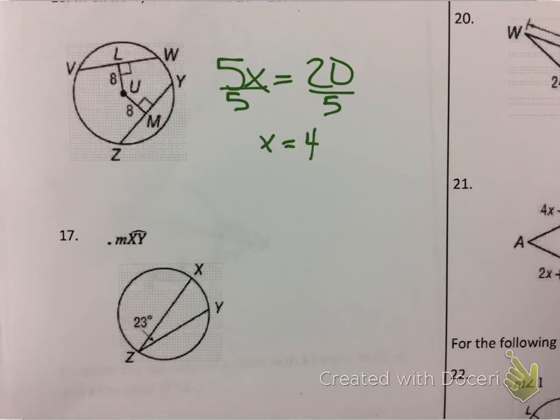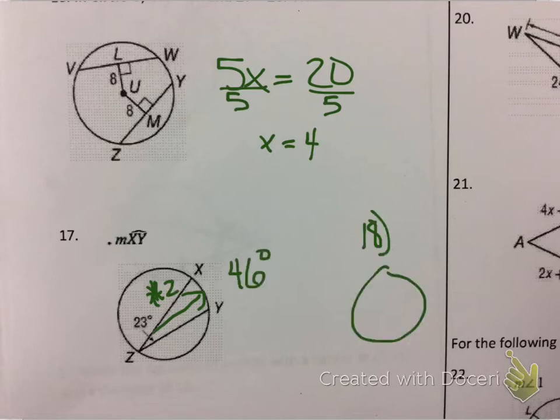On 17 and 18, keep in mind that if you start at an inner angle and go to the arc, you will multiply by 2 and get 46. If you start at the outer arc and go inner, you will divide by 2 to get 81. Again, easy peasy, nothing difficult.